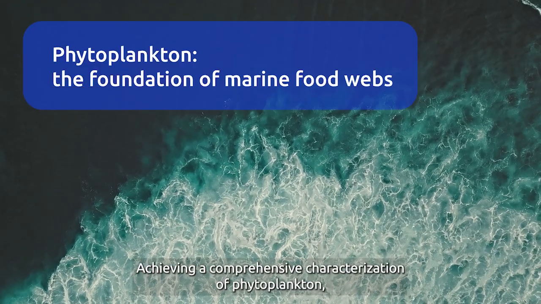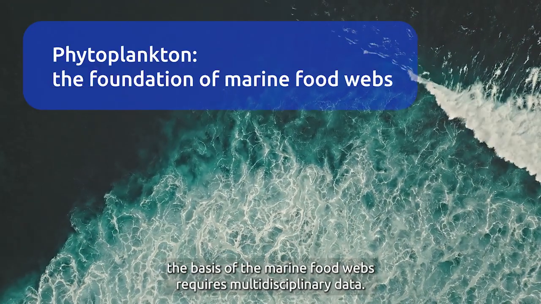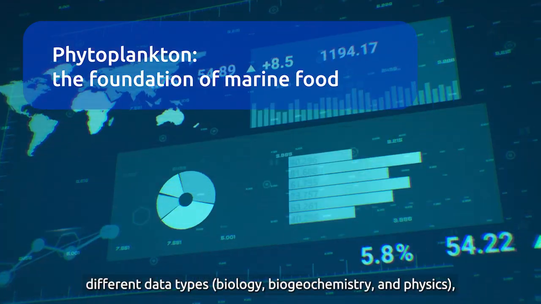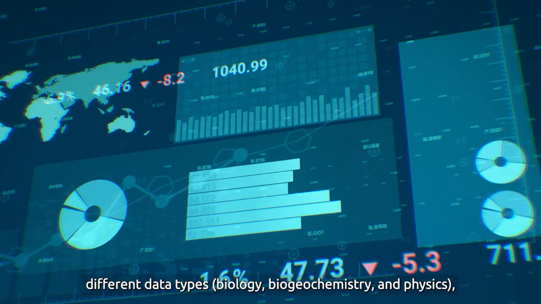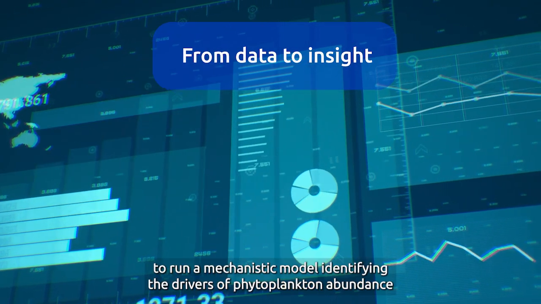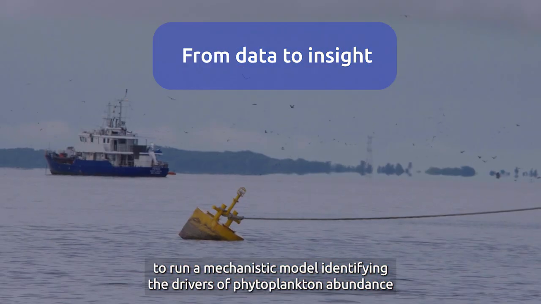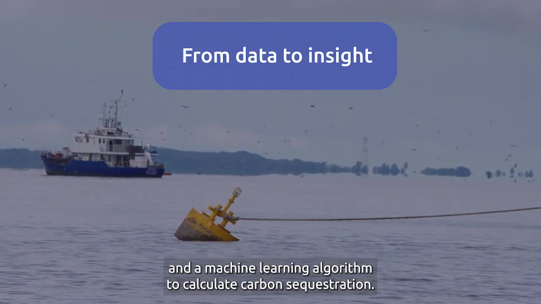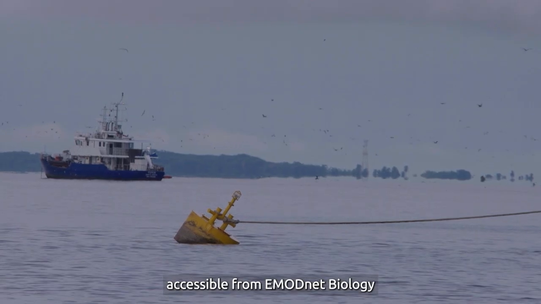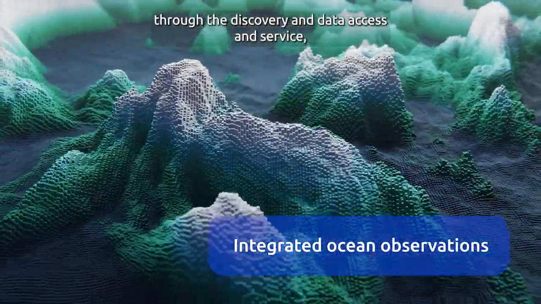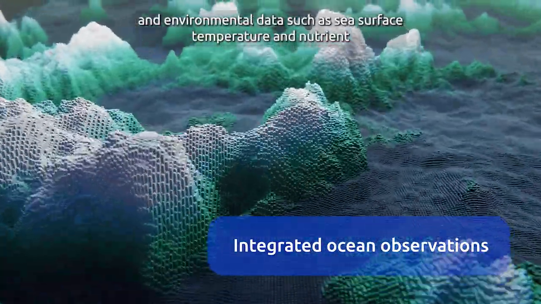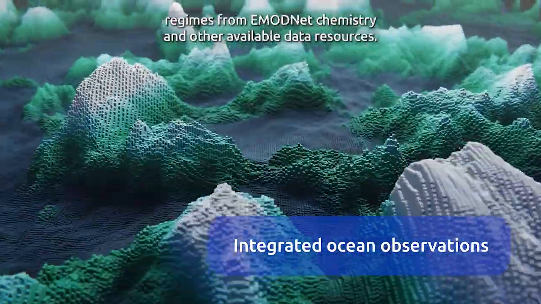Achieving a comprehensive characterization of phytoplankton, the basis of the marine food webs, requires multidisciplinary data. These use cases demonstrate how to link and integrate different data types, biology, biogeochemistry, and physics, available from several Blue Cloud data infrastructures, and made interoperable through a Blue Cloud VLab to run a mechanistic model identifying the drivers of phytoplankton abundance, and a machine learning algorithm to calculate carbon sequestration. Data on long-term zooplankton and phytoplankton observations accessible from EMODnet Biology through the Discovery and Data Access Service were used in combination with carbon data from ICOS and SOCAT and environmental data such as sea surface temperature and nutrient regimes from EMODnet Chemistry and other available data resources.